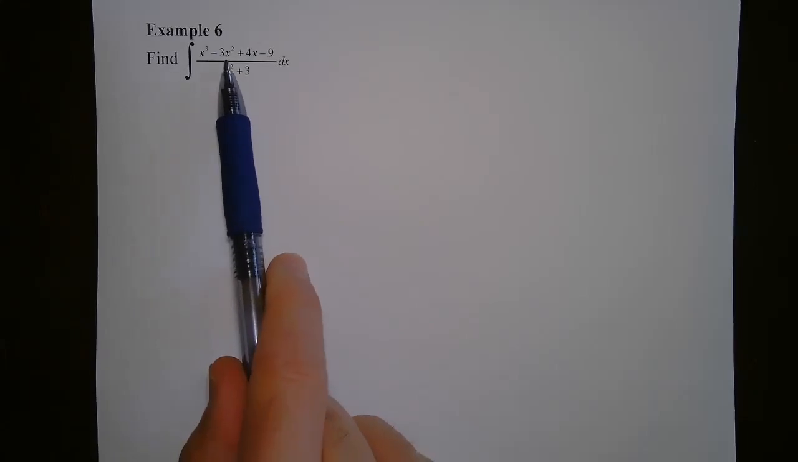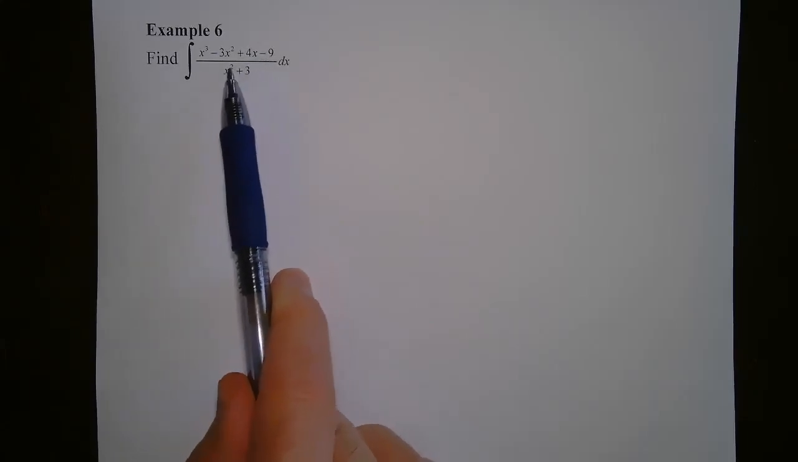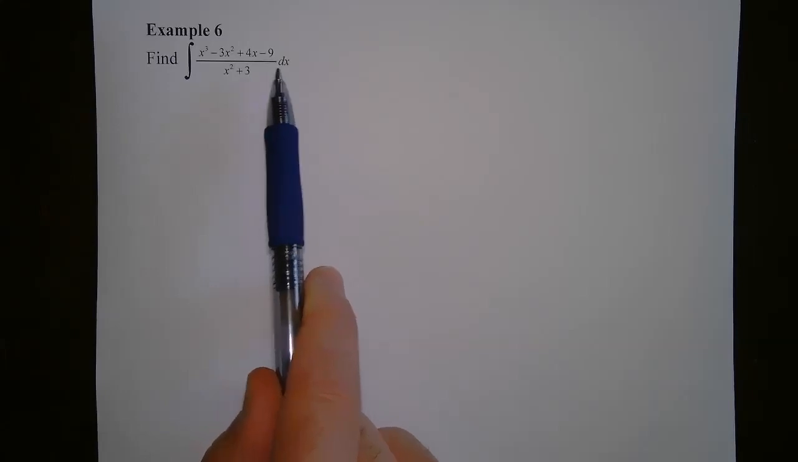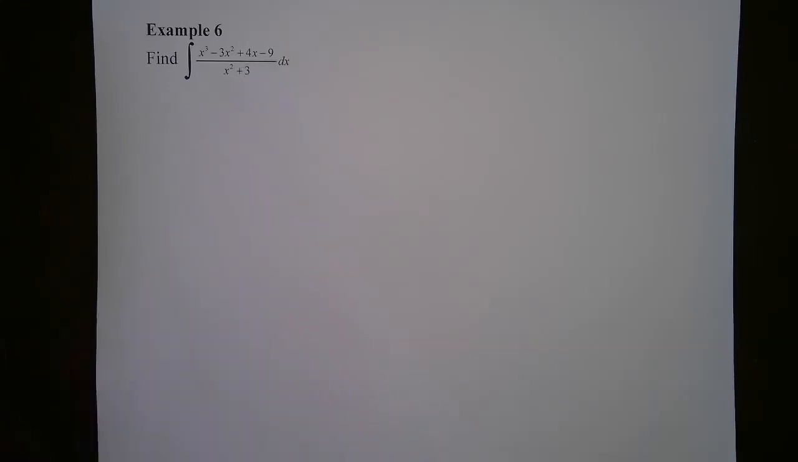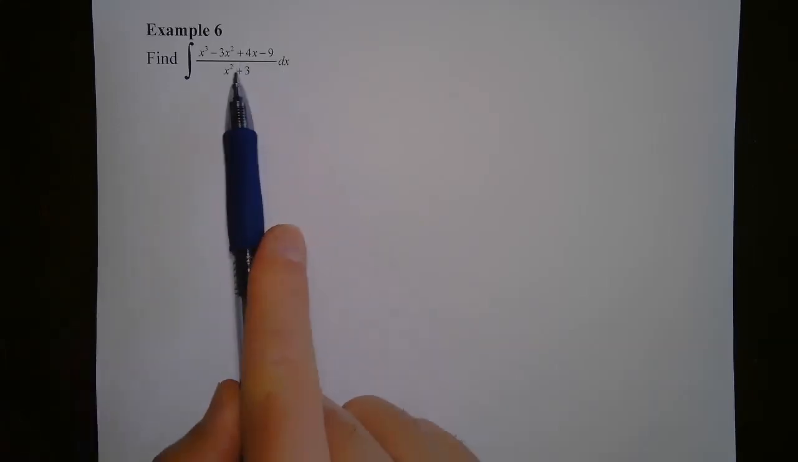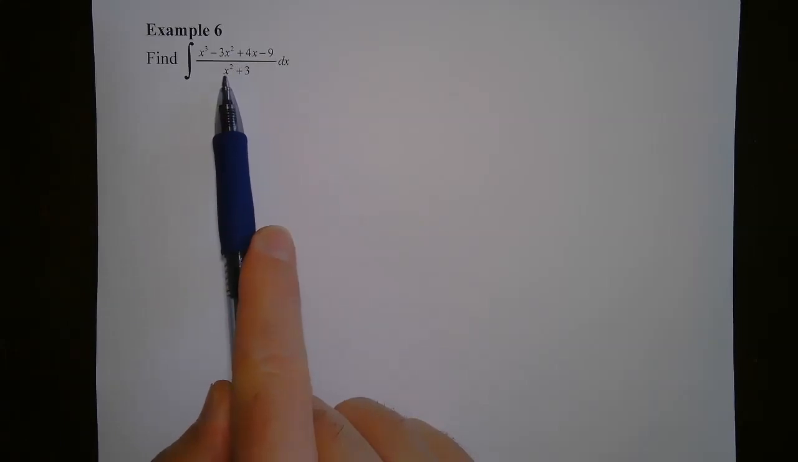All right, for this next example 6, okay, we want to find the integral of x cubed minus 3x squared plus 4x minus 9 over x squared plus 3 dx. So again, you think, okay, let's let u be the denominator. Okay, so what's the derivative of x squared plus 3? Well, it would be 2x and then a dx, right?